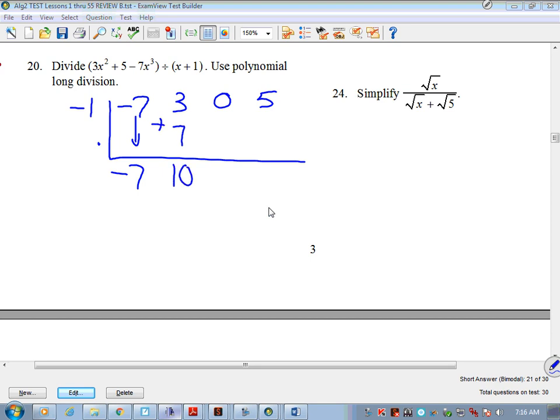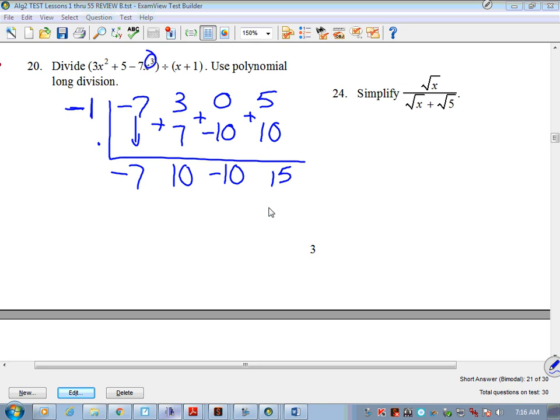So that's going to be 10. Then I multiply by negative 1, which is negative 10. I'm going to add, which is negative 10. Okay, then multiply, which is 10. And then add, which is 15. So it's pretty easy to get that.